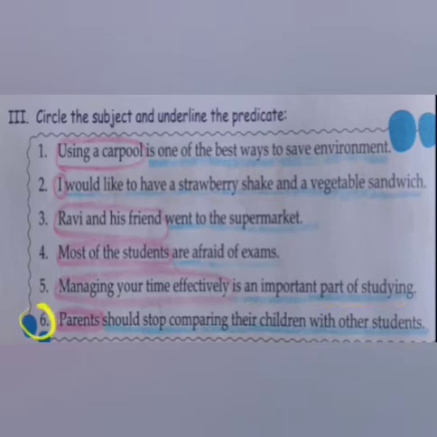Now number 6, parents should stop comparing their children with other students. So parents is subject and rest of the part is predicate.